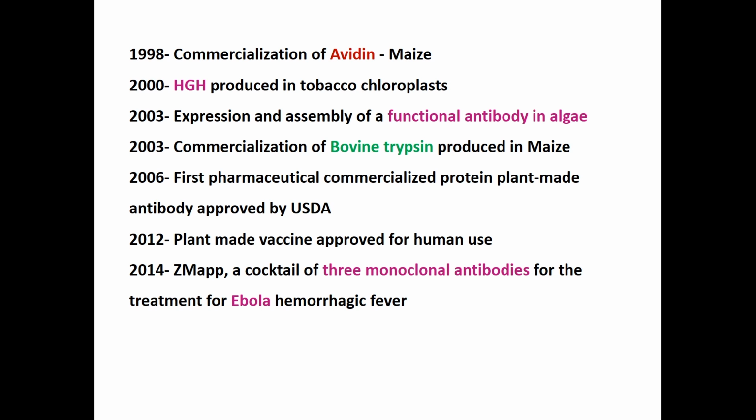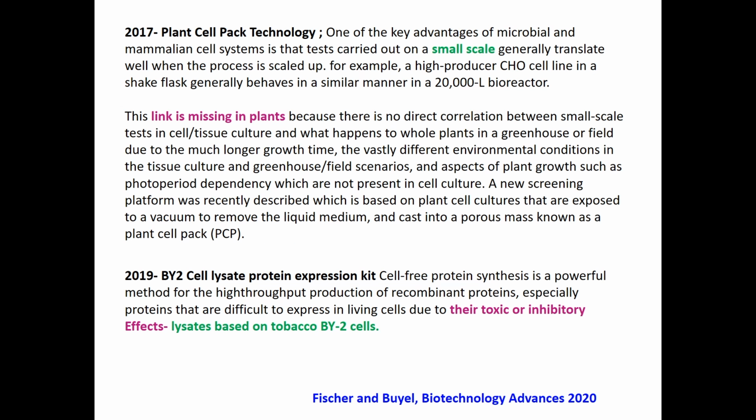This is the first approval from the USDA, that is first pharmaceutical commercialized protein which is produced in the plant system. In 2012, the plant-made vaccine approved for human use. So the vaccine was approved for human use. And then in 2014, a cocktail of 3 monoclonal antibodies for the treatment of Ebola fever was expressed and produced in the plant system.